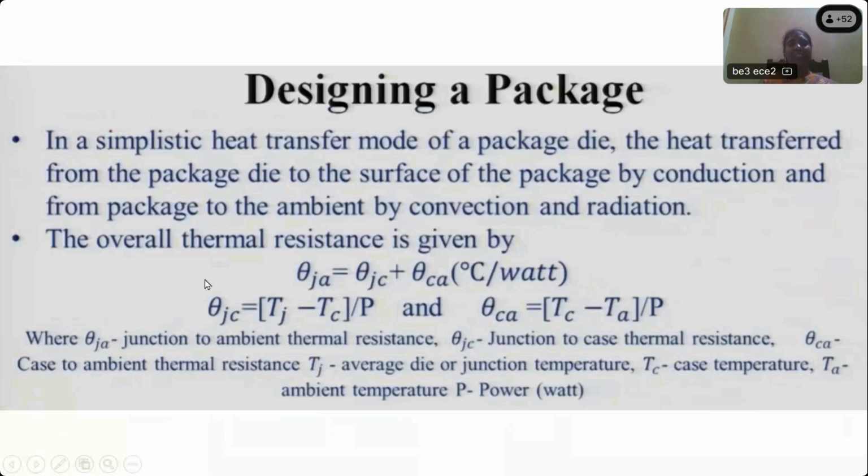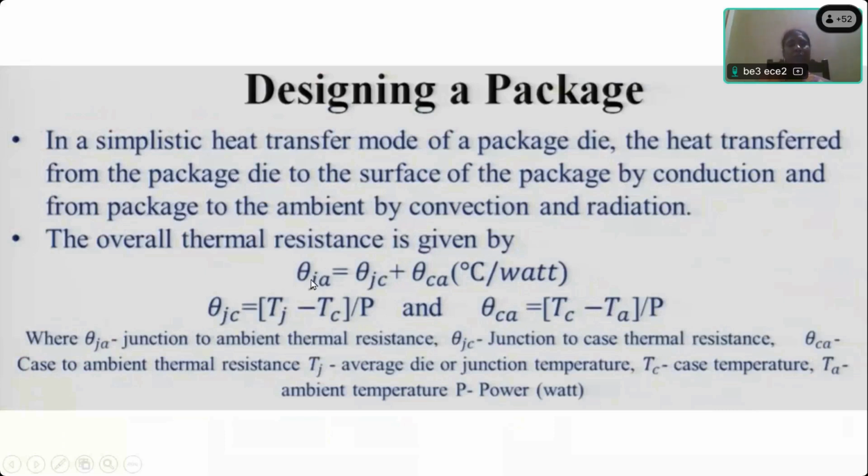And how this thermal resistance is measured: you take the difference in temperature divided by the power dissipation that is taking place. From the junction to the surface of the wafer, what is the difference in temperature between the interior and the surface, divided by the power that is getting dissipated, temperature by power, that is thermal resistance. Similarly, from the case, which means the surface of the wafer, to ambient, what is the temperature difference divided by the power dissipated. So these two parameters are used in the calculation of overall thermal resistance.